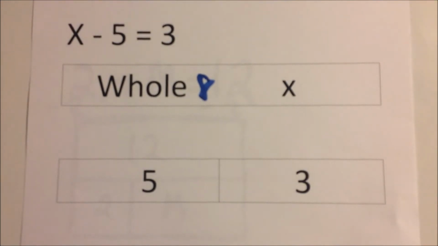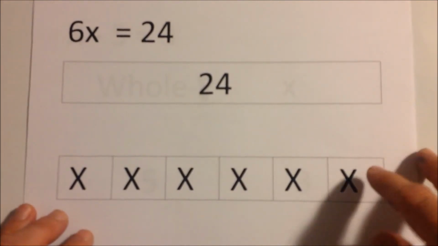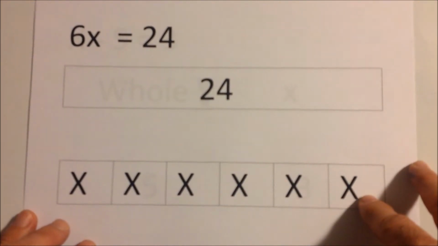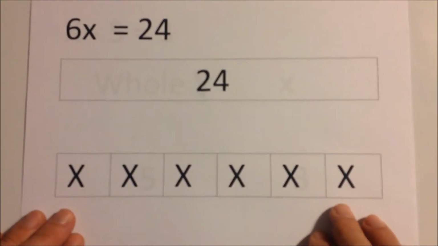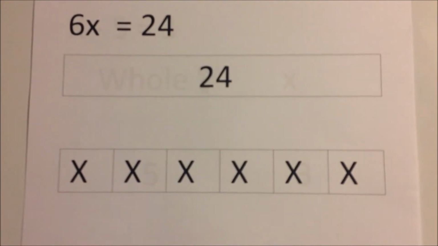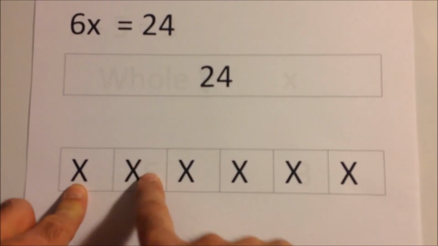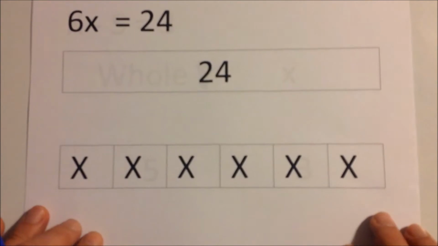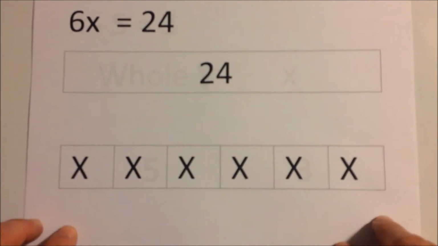Okay, so that's what we did with subtraction. Here's multiplication now. With multiplication, this is saying 6 times a number is 24. The whole amount we know is 24. But we do not know 6 times what is 24. So on the bottom bar, we're just going to put x's. We're going to put 6 x's. 1, 2, 3, 4, 5, 6. That's how we do it with multiplication.